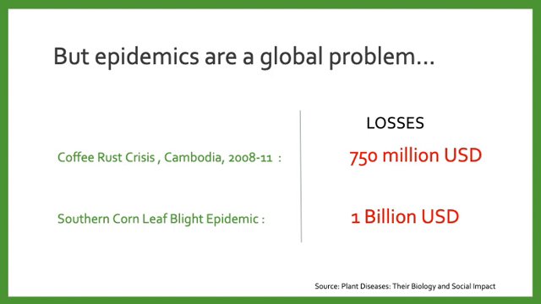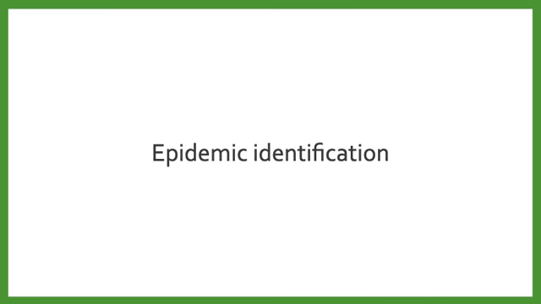And this is not something unique to Italy. We see this in other places like the USA or Cambodia, where the losses are significantly high, like 750 million or sometimes even close to $1 billion. So how do we identify these epidemics?